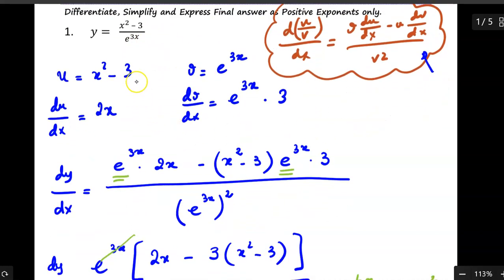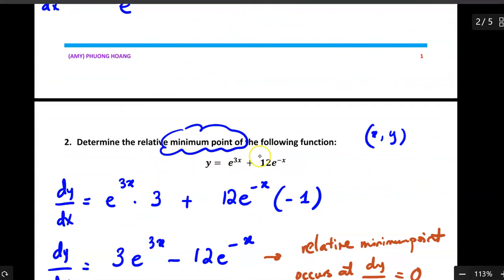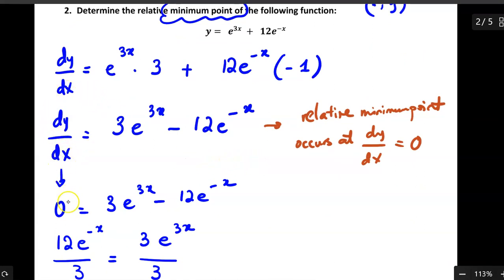So then, finding the derivative of u as a function of x, identify v, which is always the denominator, and find the derivative of v as a function of x, substitute into the formula, and then simplify to find the final result. Okay, so to find the minimum point of a function, this is a word problem right here. We have to understand that a minimum point happens when the tangent at that point equals 0. So the tangent at that point will be a horizontal line, and the derivative of a horizontal line is always equal to 0. That's why you have to take the derivative of this function, and then let dy over dx equal to 0.